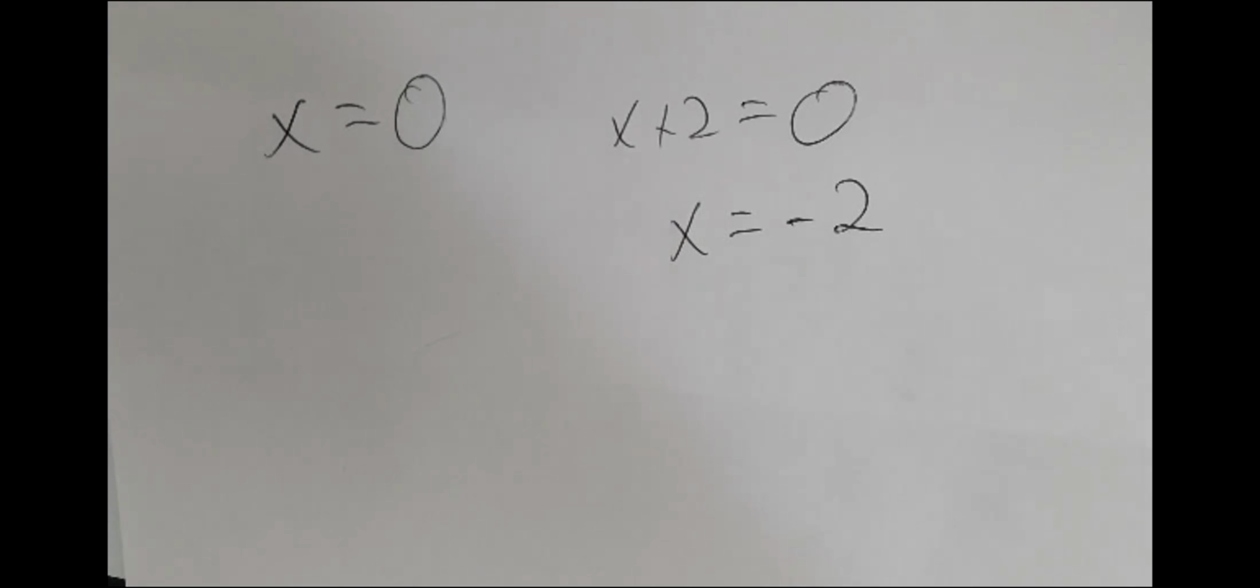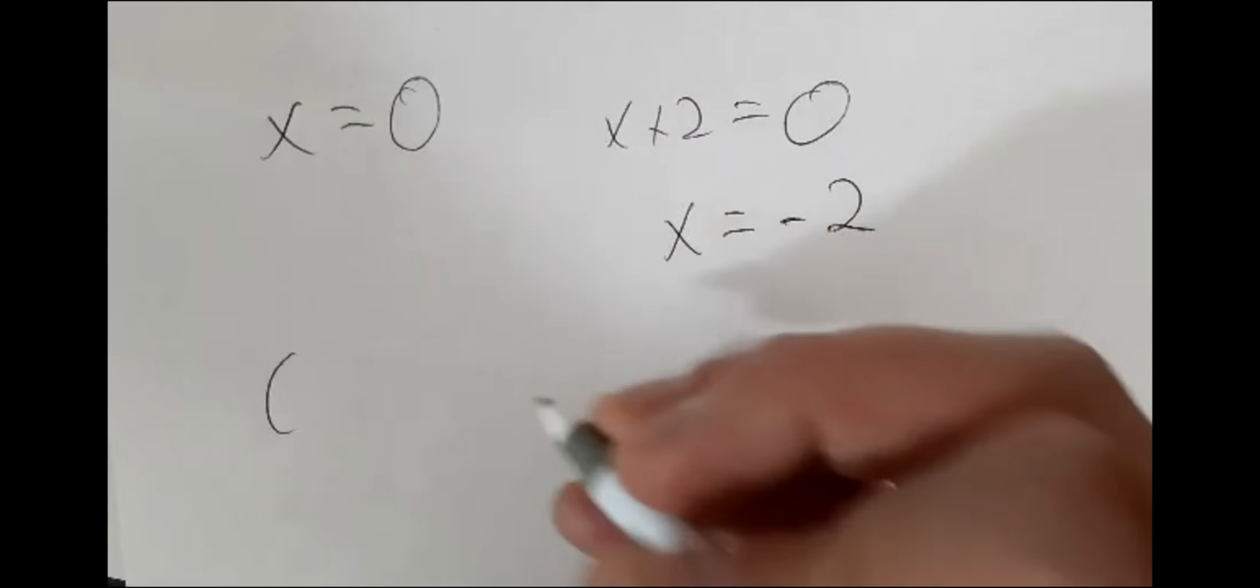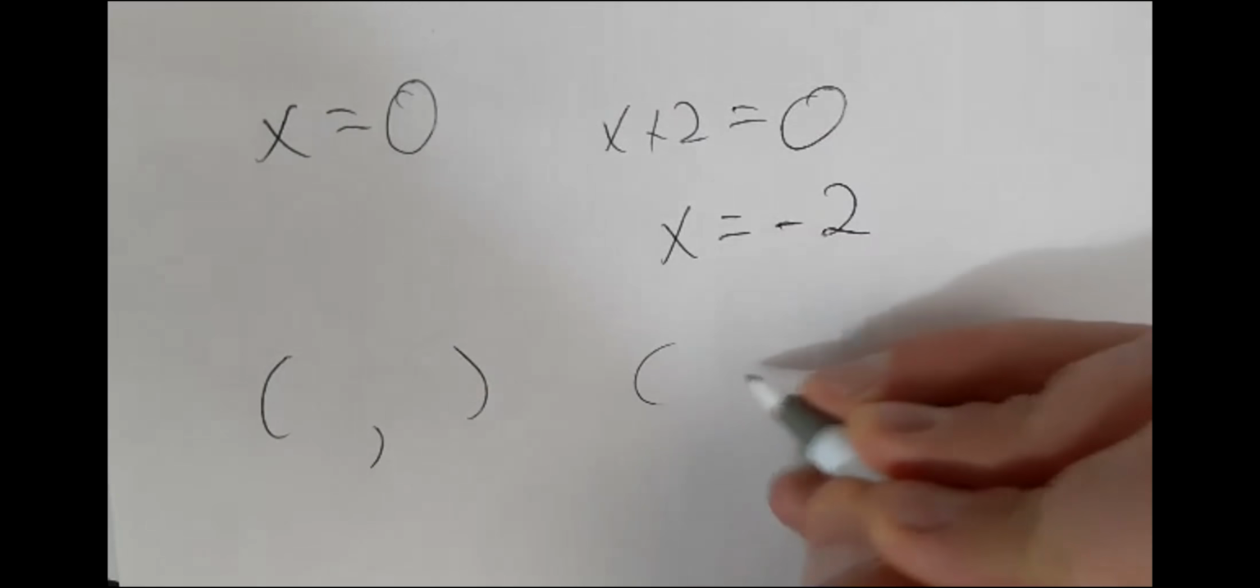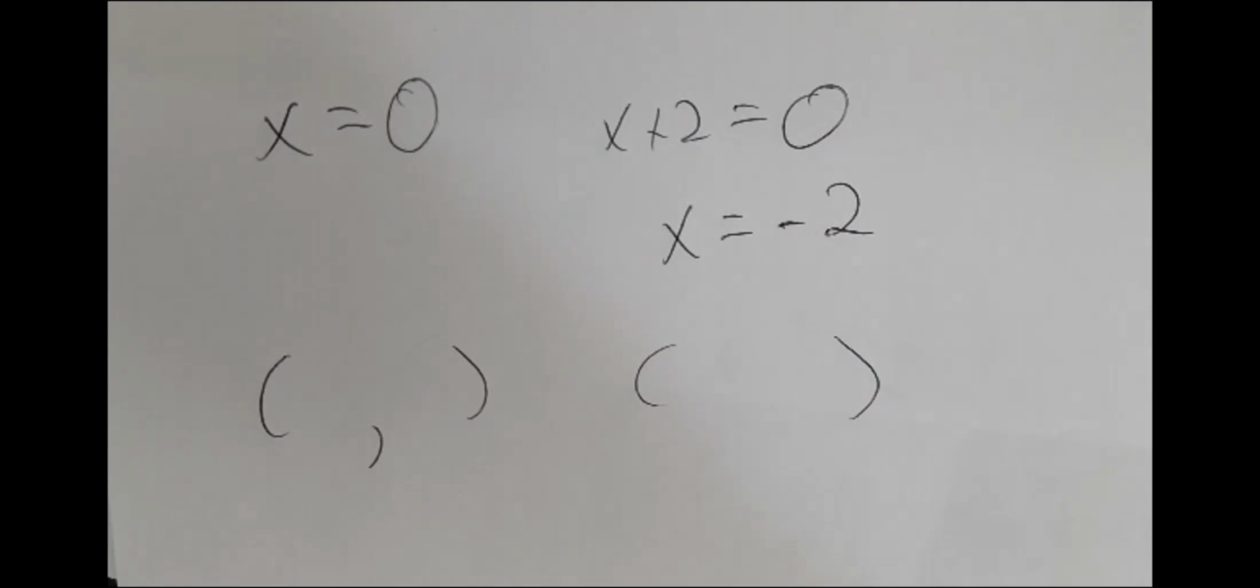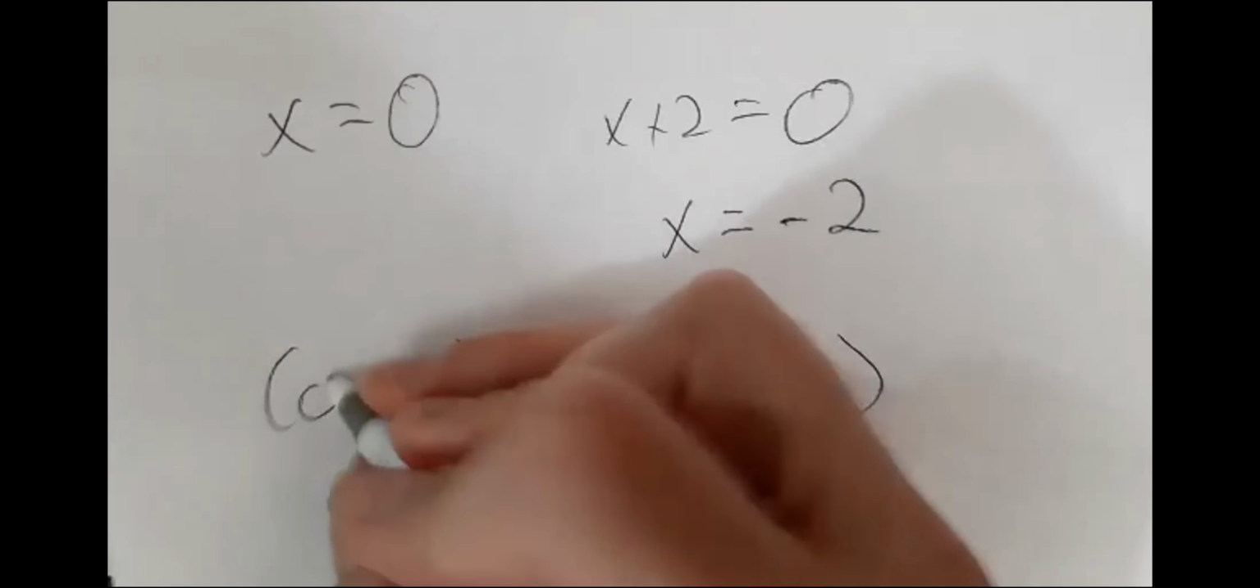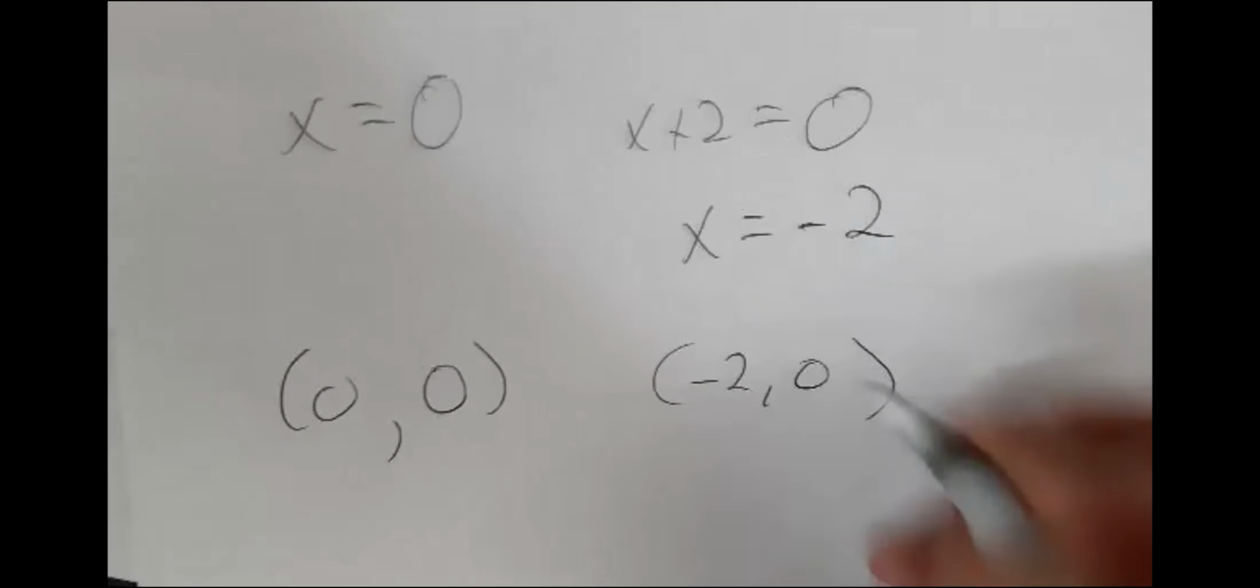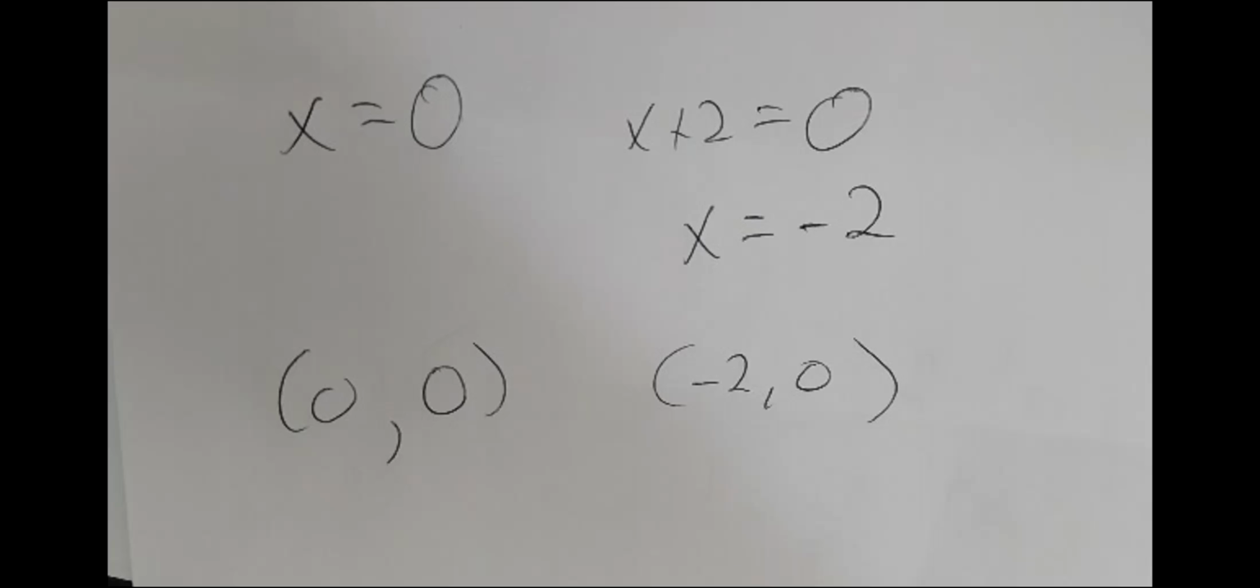And so again, this is my x equals. If I want the coordinates of the intercepts, what would I do? I can do this: (0, 0) and (-2, 0). It should go through the origin.